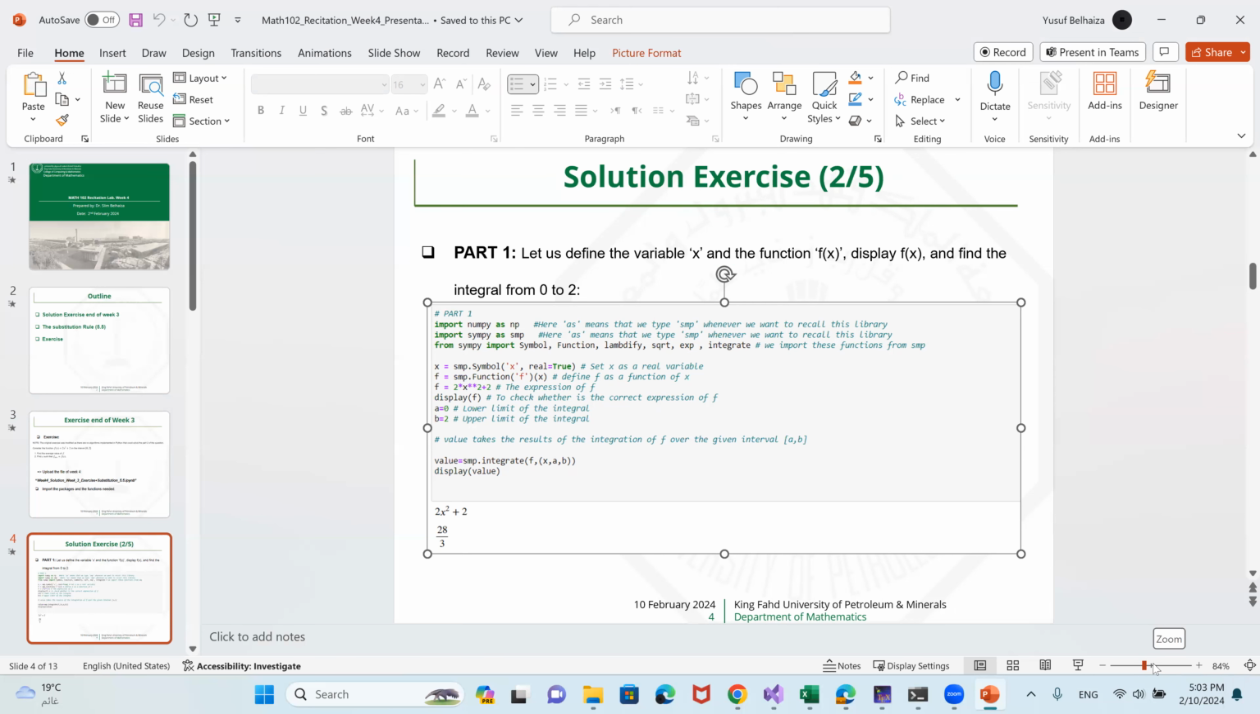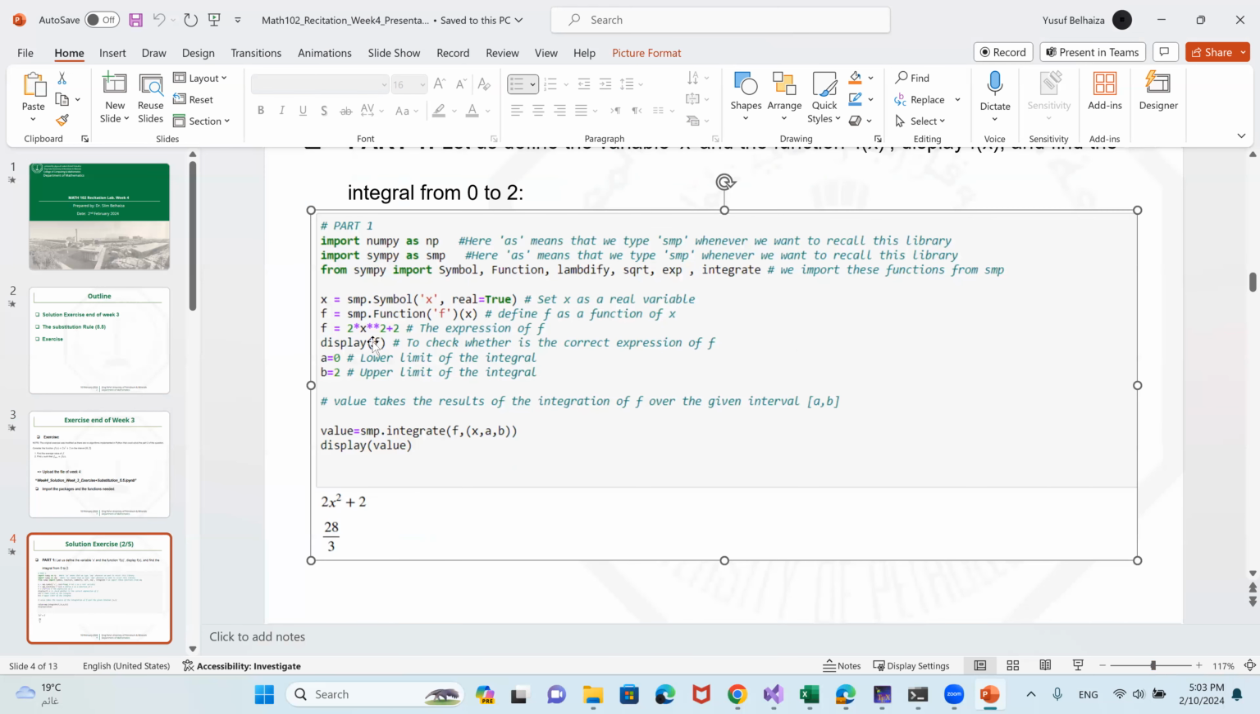And then we also define the x symbol. So x as a variable, f as a function. And now f is 2x squared plus 2x. We'll display f, and we'll set the limits of our interval here with a equals 0, b equals 2. And we also integrate f from a to b, so from 0 to 2. And we have already seen that before.